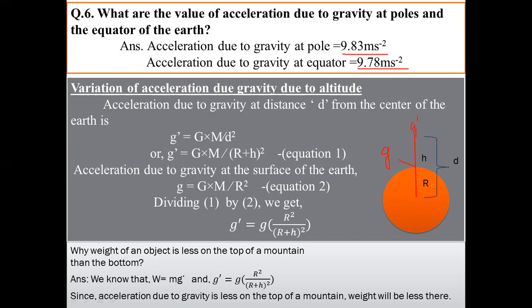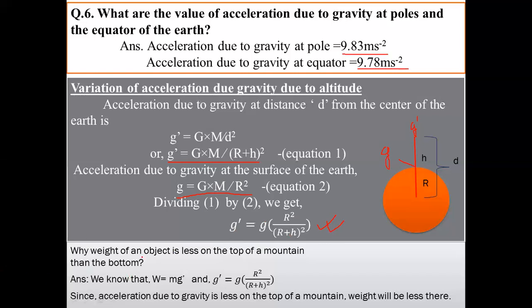Since d is the sum of radius and height, we can write g dash is equal to GM by (r plus h) whole square. And at the surface, we can write g is equal to GM by r square. Dividing these equations, we get g dash is equal to g times r square by (r plus h) whole square. This relation is very useful while calculating numerical problems.